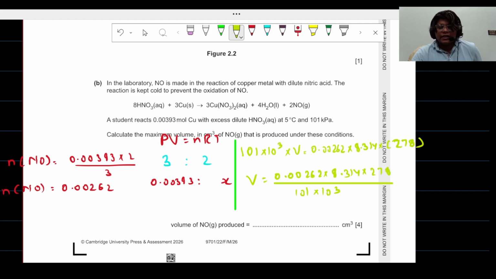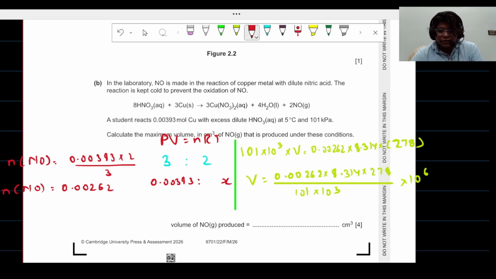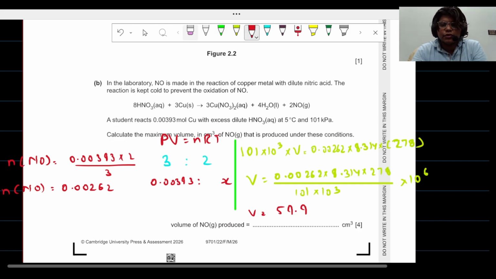Now because the answer would be in meter cube, and we need the answer in centimeter cube, we would be multiplying by 10 to the power 6. This is the conversion unit, right? So the final answer that we would get for our volume would be 59.9 cm³, right? So put this whole expression in the calculator, and you will get 59.9.